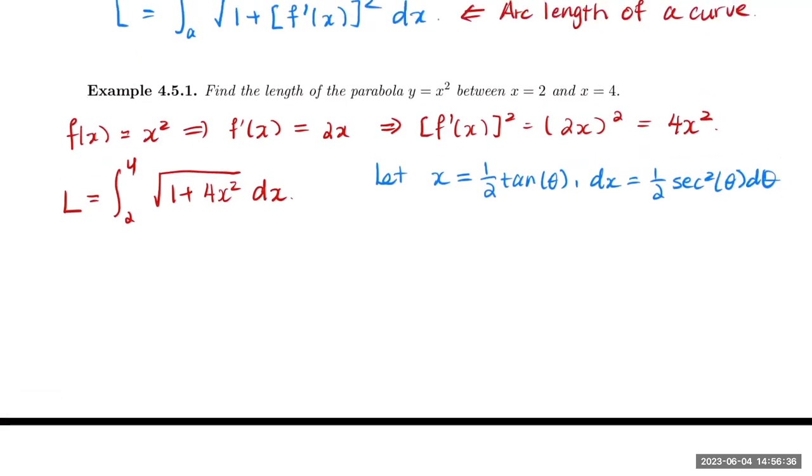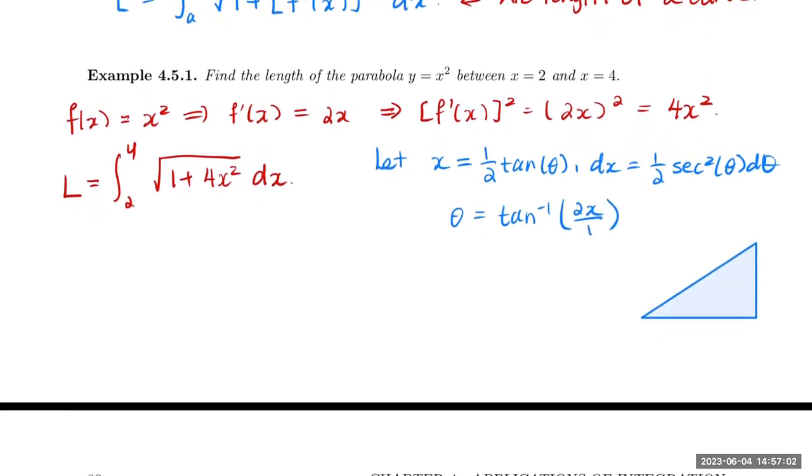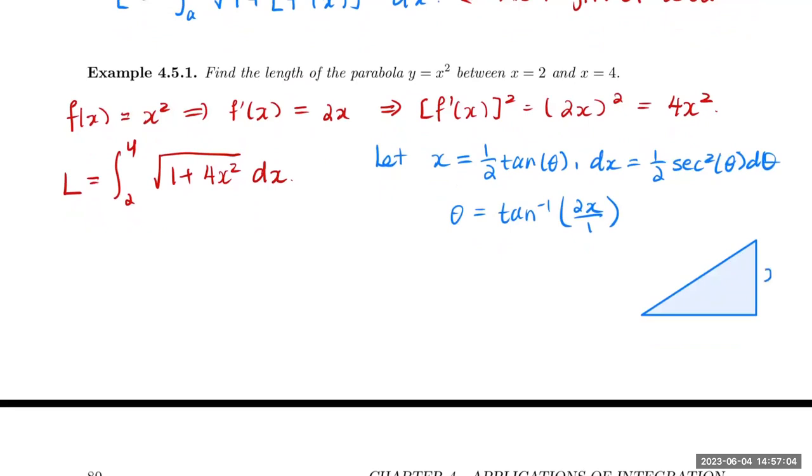And so if we consider the right angle triangle again, so I'm going to do the tan inverse here. So theta is going to be the tan inverse of 2x divided by 1, right? Okay, so that means the opposite is going to be the 2x. The adjacent is going to be the 1. So this is our angle theta. So that means this length here is just going to be the square root of 1 plus 4x squared.